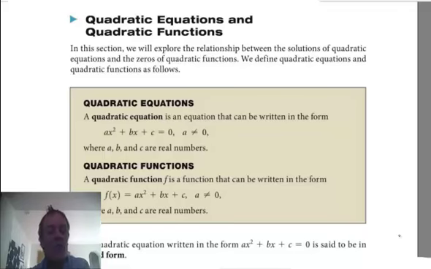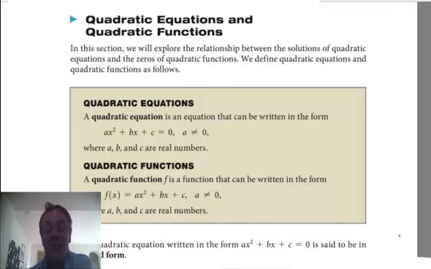Quadratic equations and quadratic functions. We're going to explore the relationship between the solutions of quadratic equations and the zeros of quadratic functions. You can think of them as the same kind of thing. So, quadratic equation: set it equal to 0 and solve.